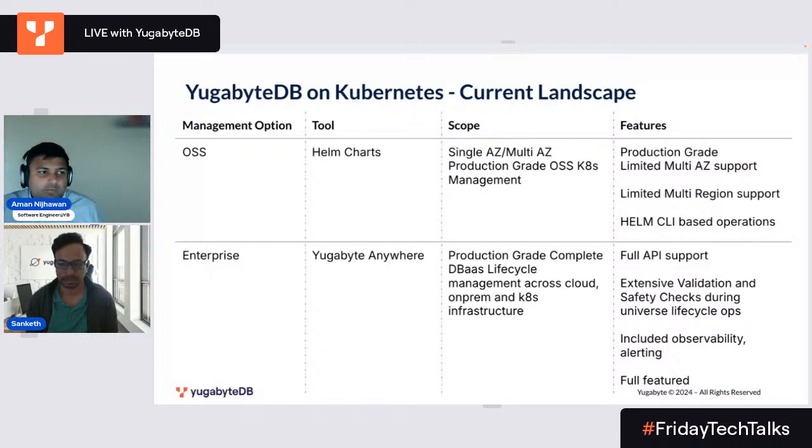On the OSS side, what's available today is Helm charts. Helm charts allow for single-AZ and multi-AZ OSS Kubernetes management. They're production grade; we have had them in production for a few years now. The multi-AZ support is slightly limited. You can manage multi-AZ clusters, and we'll go into some of the details on how to do that and why it's complex. Similarly for multi-region, some of the same limitations hold. The primary operation for the Helm charts is using the Helm CLI, and the primary operation for YBA is using the YBA API and UI.